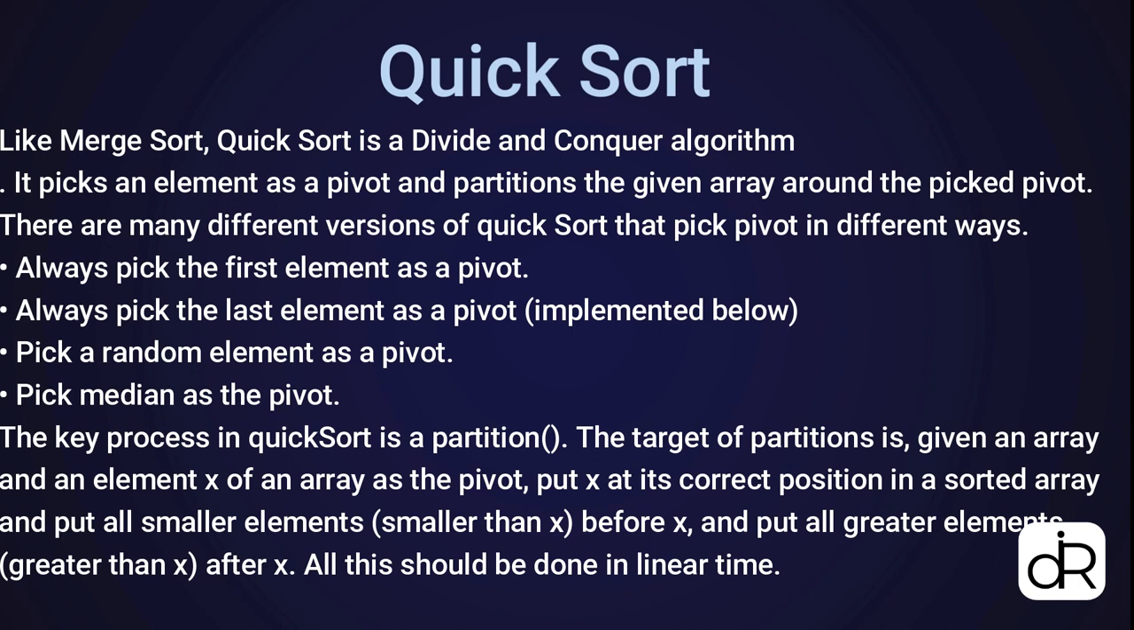The key process in quick sort is partition. The target of partition is, given an array and an element x of the array as the pivot, put x at its correct position in the sorted array, and put all elements smaller than x before x, and all elements greater than x after x. All this should be done in linear time.